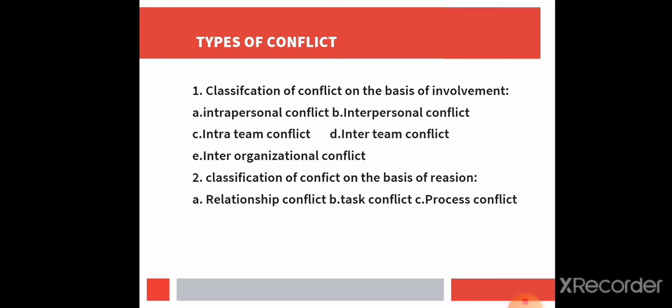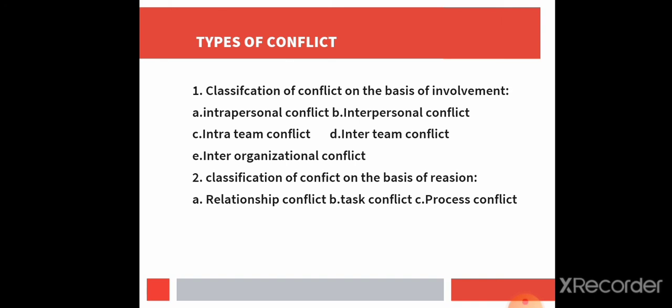Number two, interpersonal conflict. This is the conflict which occurs between two individuals. Number three, intra-team conflict. The conflict which occurs within a team, that is between members of a team, is called intra-team conflict. Next one, inter-team conflict. Such type of conflict occurs between two teams of an organization. Next one, inter-organizational conflict. Inter-organizational conflict occurs between two organizations of the same industry or organizations in the same business network.